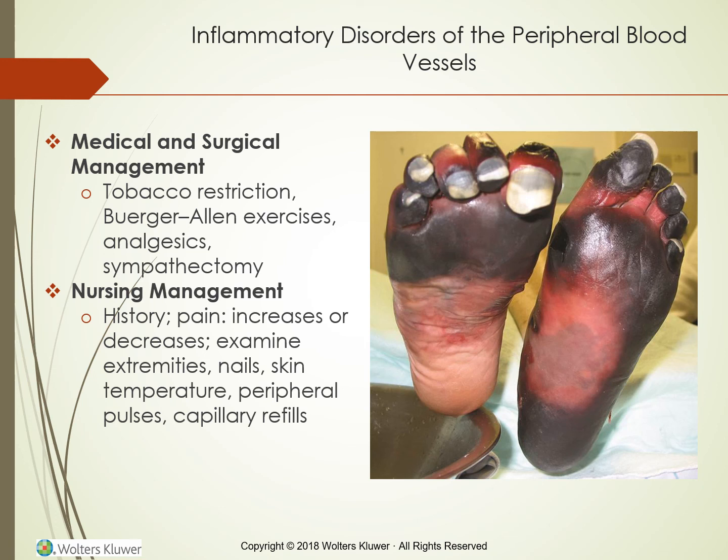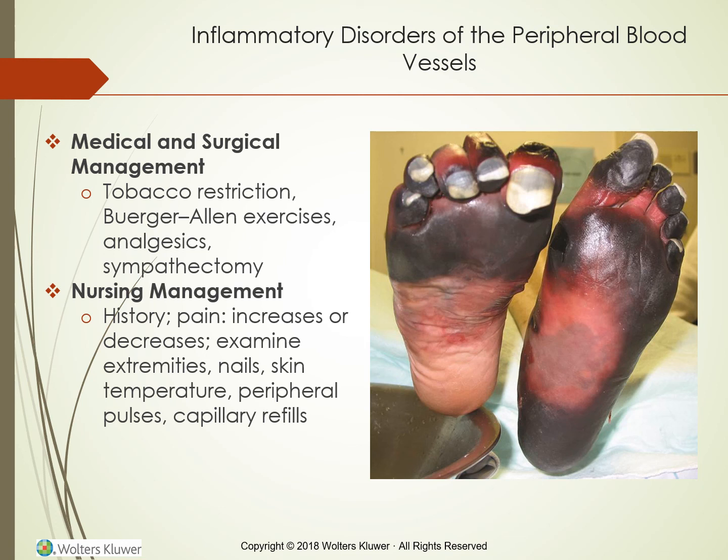Medical and surgical management. Tobacco in any form is restricted. Buerger-Allen exercises are ordered to stimulate and promote collateral circulation. Walking and active foot exercises are allowed as long as they do not cause pain. Analgesics are prescribed to ease discomfort. If leg ulcers develop, treatment may include moist dressings that are changed when the gauze becomes damp, and topical antiseptics or antibiotic ointments.